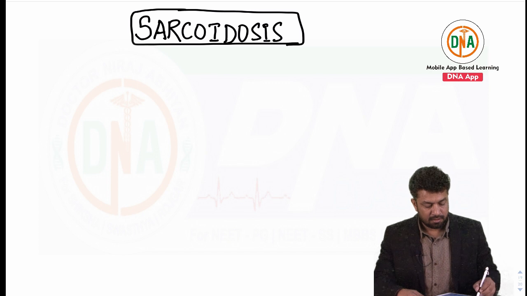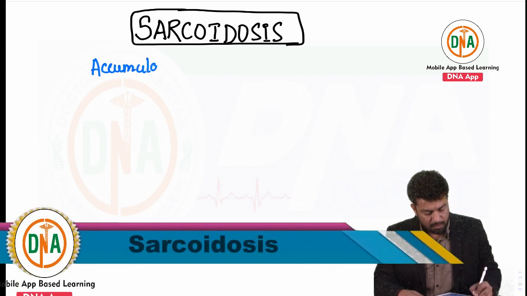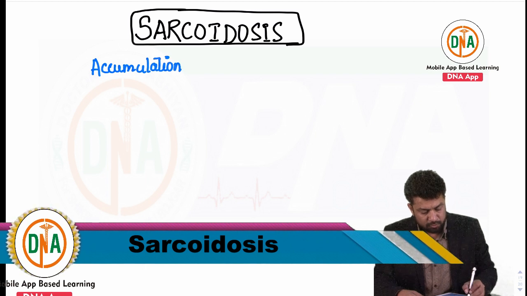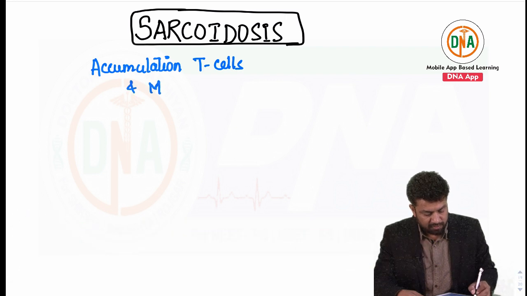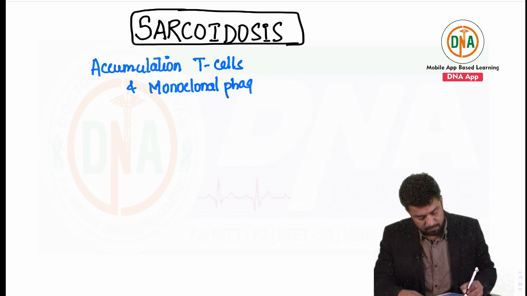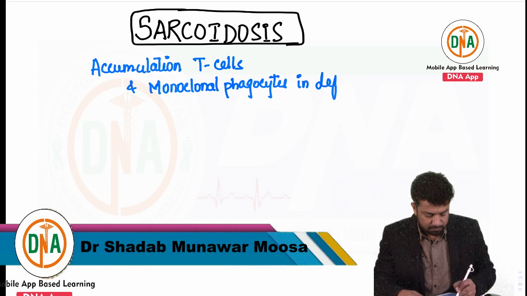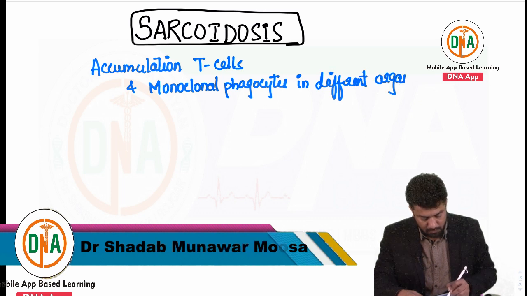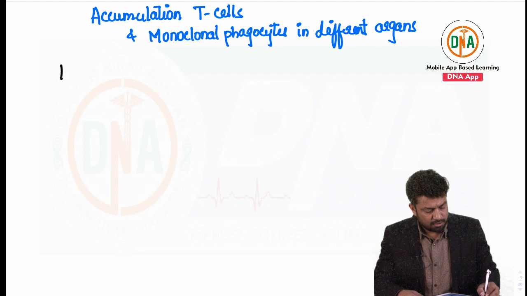So welcome back, guys. The next topic is sarcoidosis. Sarcoidosis is a disease where there is accumulation of T cells or T lymphocytes, and along with that mononuclear phagocytes, in different organs, giving rise to the typical manifestations of sarcoidosis.